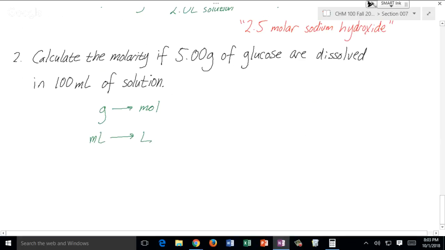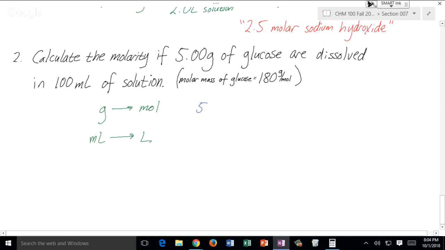So to go from grams to moles, we need the molar mass. We don't have that here, so we would have to calculate it. We don't even have a formula, so let me just give you the molar mass. The molar mass of glucose is 180 grams per mole. All right, so now that we have that, we can do our conversion from grams to moles, just like we did before a few chapters ago.